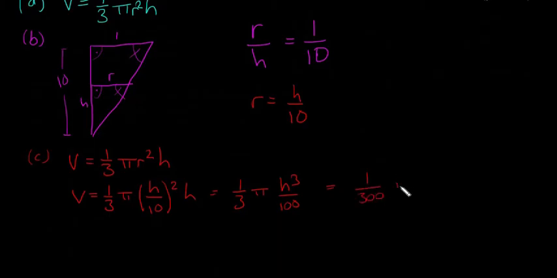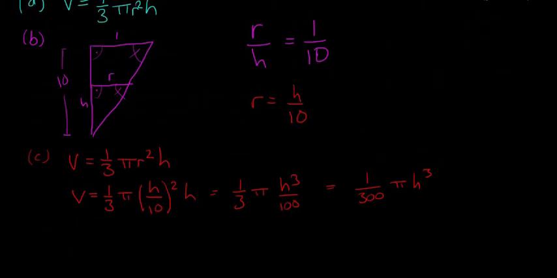1 over 300 pi H cubed. Okay, so that's our new equation for volume just in terms of H. There's no R, and now we can differentiate it. So that's the most useful thing, and you're going to have to do this in almost every calculus question you do. You're going to have to get rid of one of the variables. We got rid of R and put it just in terms of one variable.